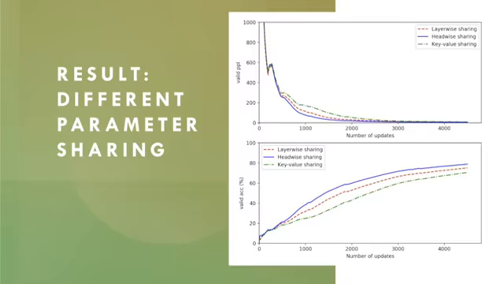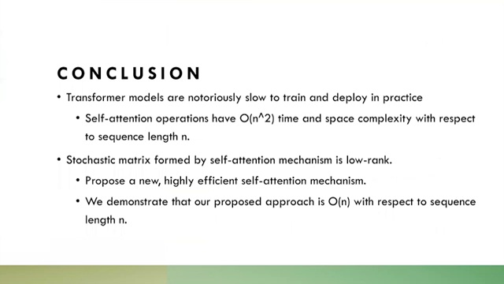So for the conclusion, the author proposed a new highly efficient self-attention mechanism which makes the transformer linear, and this approach is big O(n) with respect to the sequence length.